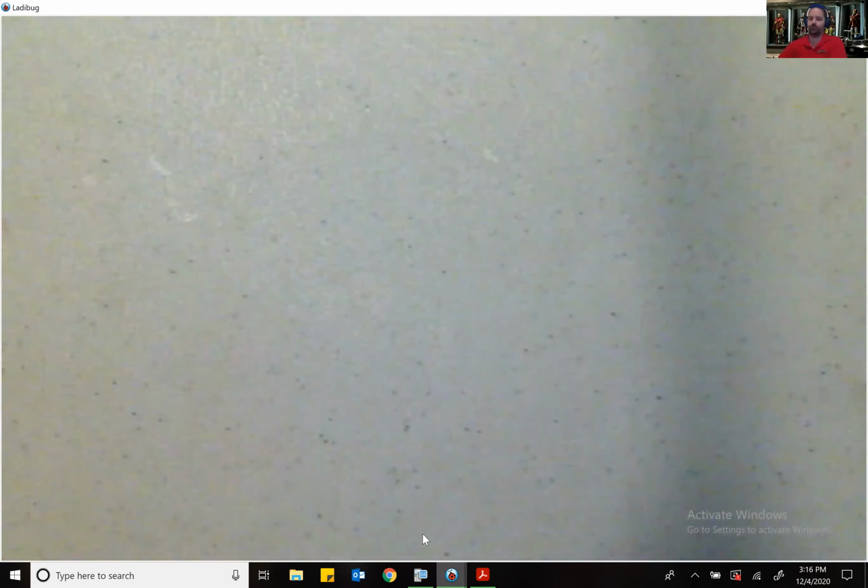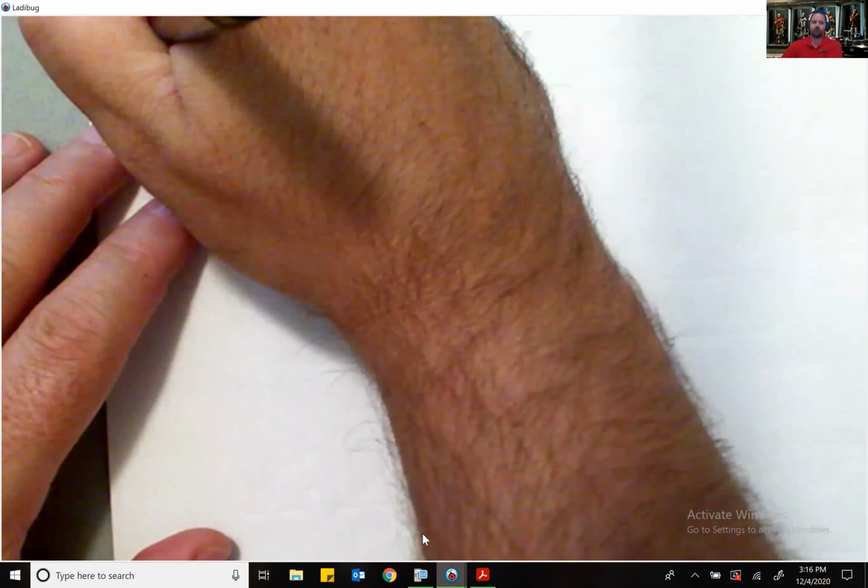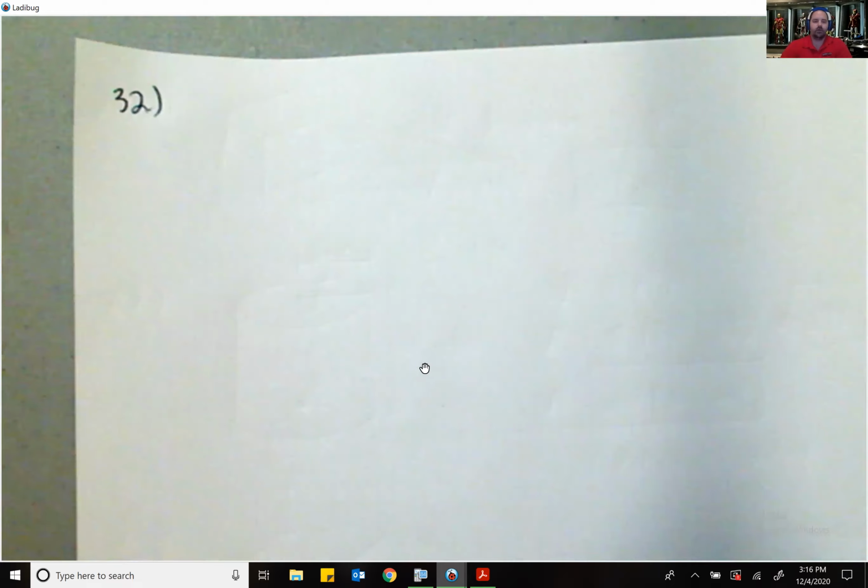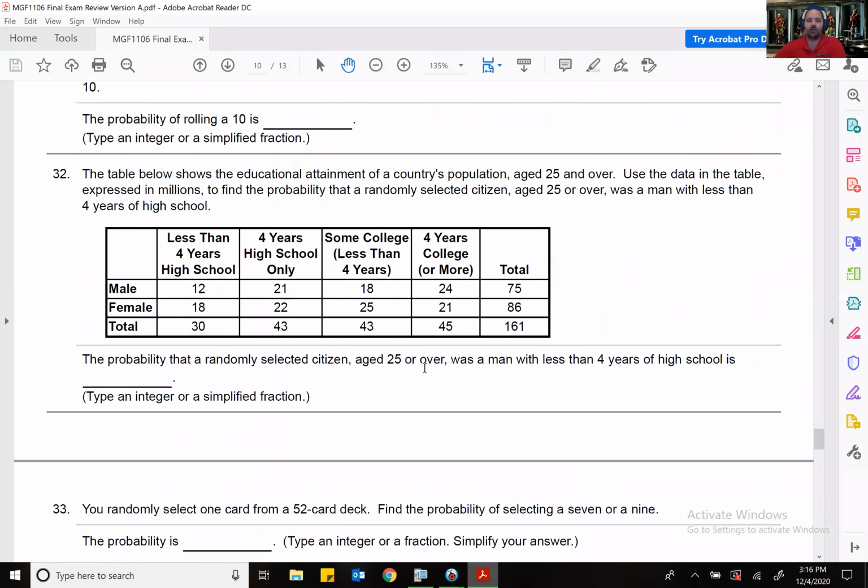Doing great. 32. Another probability. In this one, it says the table below shows the educational attainment of a country's population age 25 and over. Use the data in the table expressed in millions to find the probability that a randomly selected citizen age 25 and over was a man with less than 4 years of high school. So we want the probability of being a man with less than 4 years of high school.